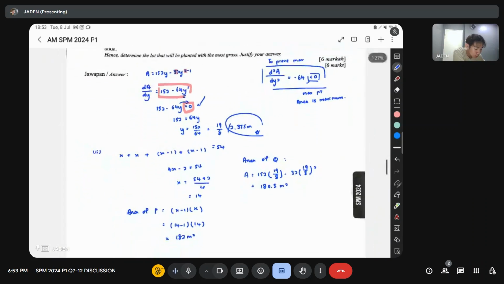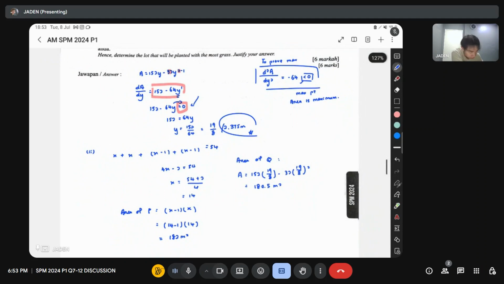So to compare these two, of course, lot P has a greater area. Okay, so lot P will be planted with more grass. That is the concept. That is the logic.